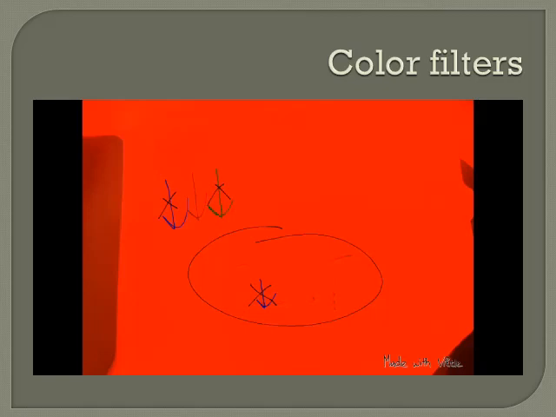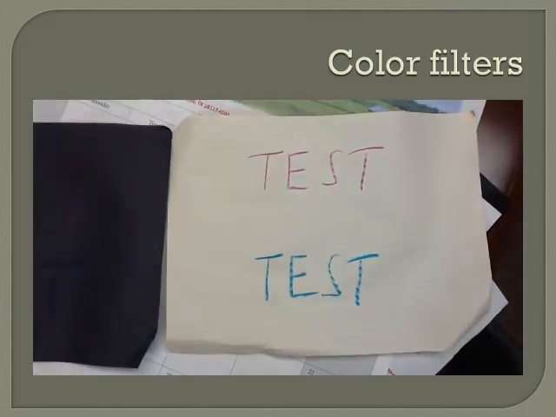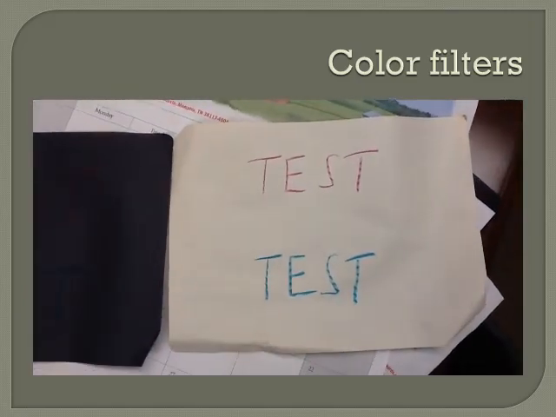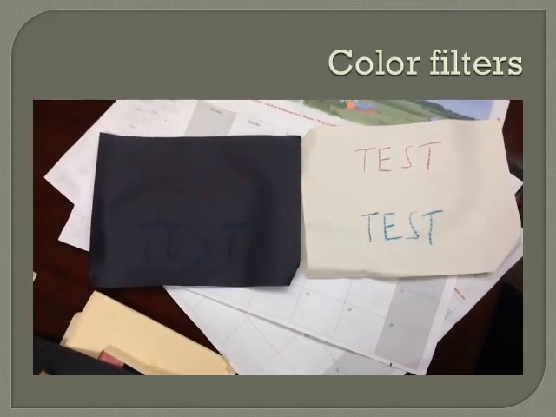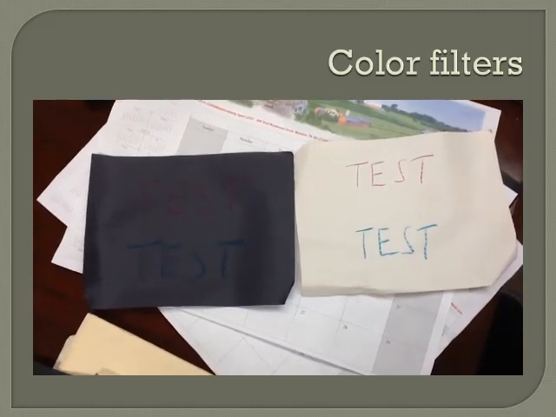On the top, why are we seeing no test up there? Because it's red light being returned from the crayon, but we're also getting red light from the paper around, therefore no contrast, and therefore we don't see the word test. Pretty cool. Color filters. Awesome.